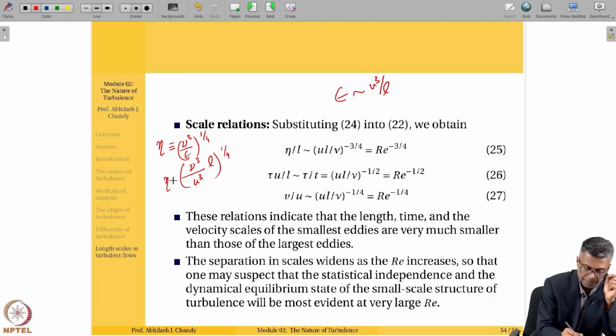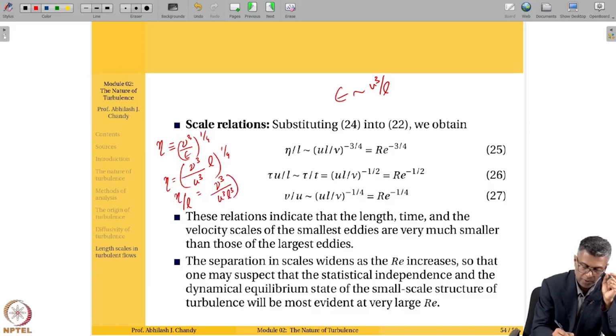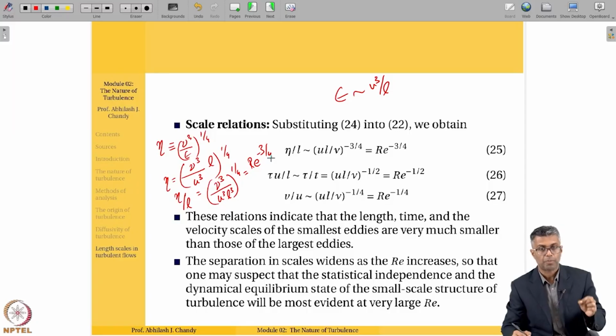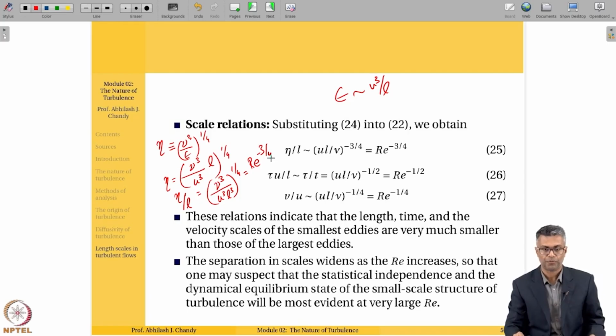So this is eta. If I want to take the ratio of the Kolmogorov scale to the large scale, eta over L, then this becomes (nu cubed over u cubed L cubed) to the 1/4, which is equal to Re to the negative 3/4. That's how I get it. So now just think about this relationship: eta over L, the ratio of the smallest scale, the Kolmogorov scale, to a large scale estimate, which is L, is Re to the negative 3/4.